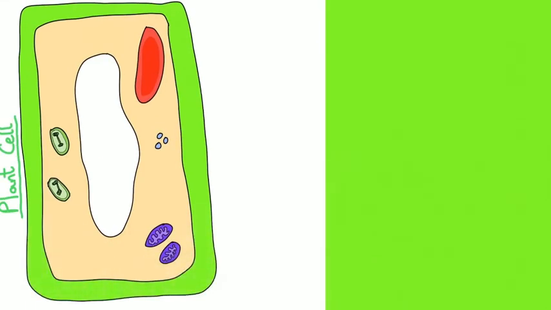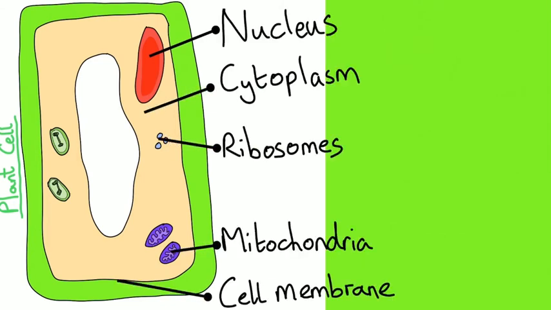So here's the plant cell. It's a bit more complicated than our normal animal cells, but as you can see, a lot of it is similar. Okay, it's still got the nucleus, cytoplasm, ribosomes, mitochondria and a cell membrane. All of those still do exactly the same function. Okay, but plant cells just have a few extra bits.